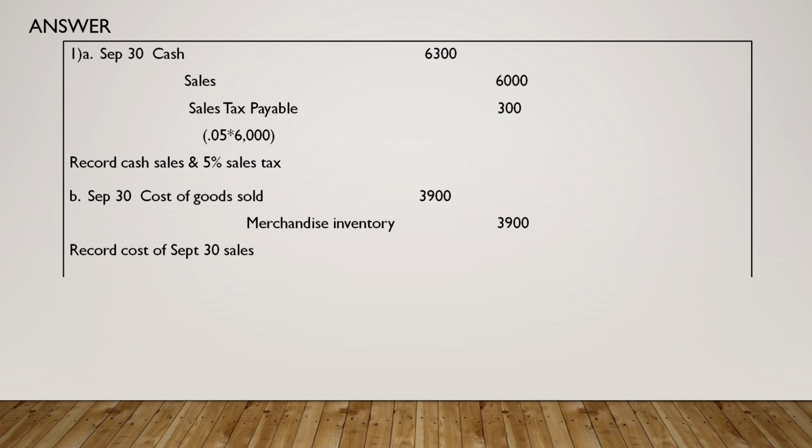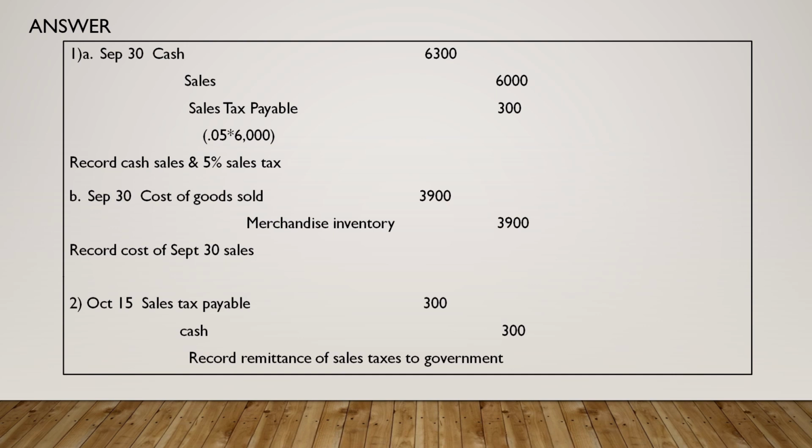The other entry that I need is to record the cost of goods sold. Debit cost of goods sold on September 30th as well, and credit merchandise inventory with 3,900. This is the cost. Okay, what about the second requirement? I need to record the payment of the sales tax, so I'm going to say debit sales tax payable and credit cash, because I'm paying the sales tax to the government here.